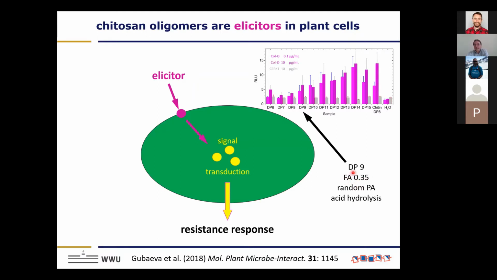Now, when we use a chitosan mixture produced from this chitosan polymer with fraction of acetylation 0.35, which is produced by acid hydrolysis, and therefore the oligomers have random patterns of acetylation, then we can see that we get a very clear increase of the bioactivity, the elicitor activity, with the degree of polymerization. And we see that the smallest elicitor active oligomer would be the nonamer, DP9. Now, this is what we see for random pattern of acetylation, mixtures of chitosan oligomers with random patterns of acetylation.